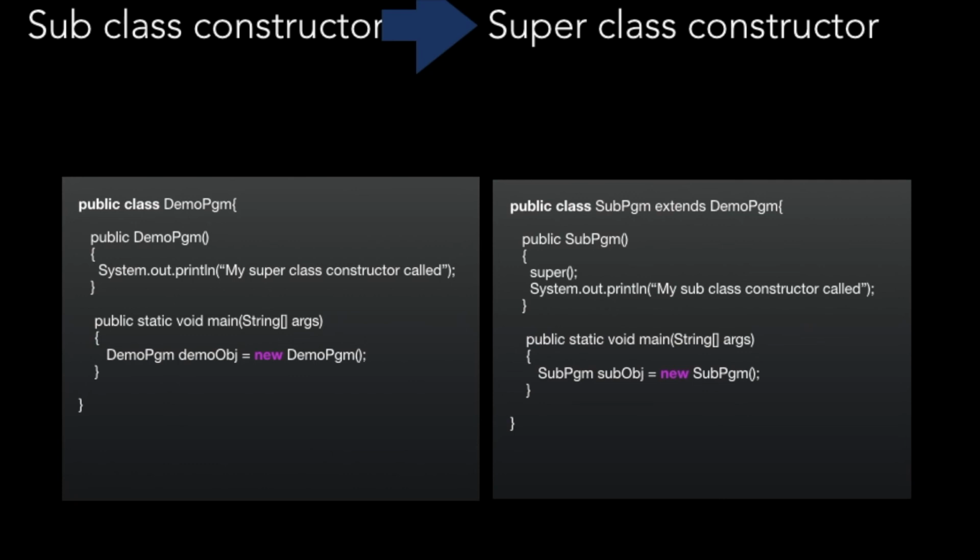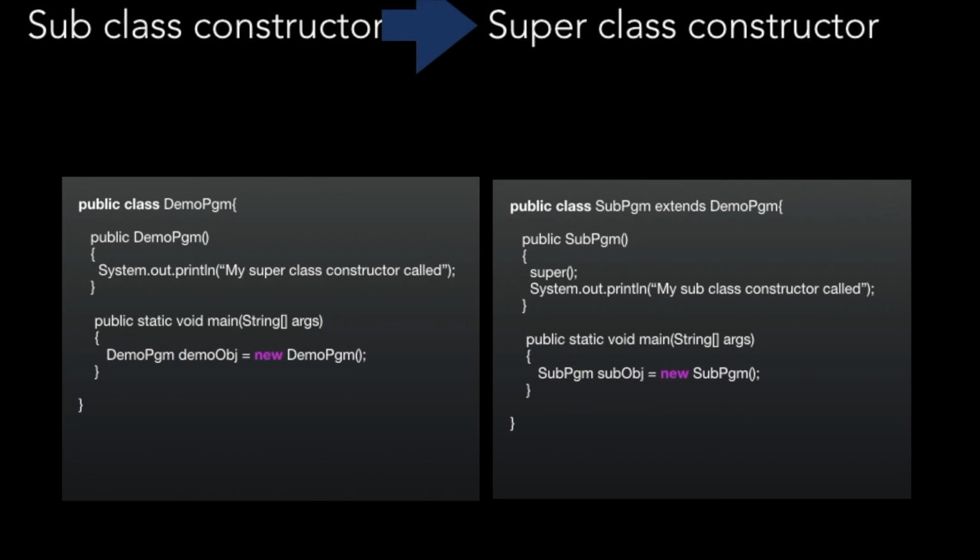Here if you notice, in this SubProgram default constructor I have the super keyword written as the first line inside this constructor. What does this super keyword do? This super keyword will call the constructor of the base class. So it will automatically call the constructor of the base class, and that is the DemoProgram constructor. In the DemoProgram constructor I have printed my superclass constructor called, and then the call will come back to the next line in the SubProgram constructor.